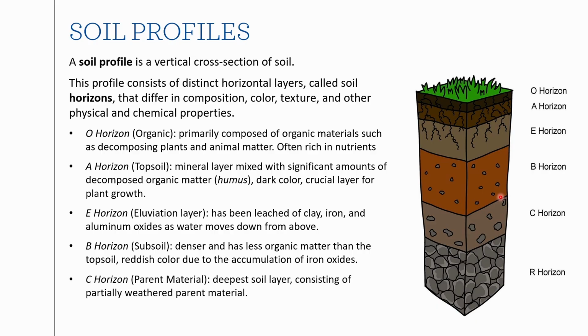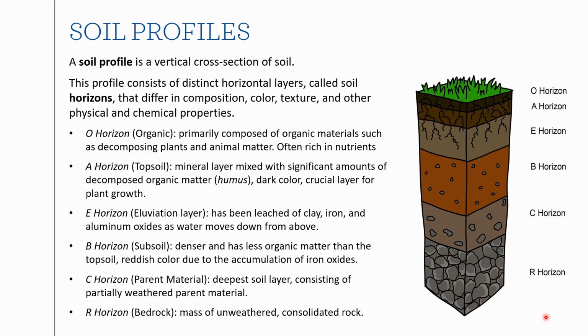The C horizon is the parent material, the deepest soil layer consisting of partially weathered parent material. So that's kind of what we're seeing here. And the R horizon is essentially the bedrock that has not been weathered into soil. Okay, so this is a soil horizon. This is a nice illustration here to include with your notes.